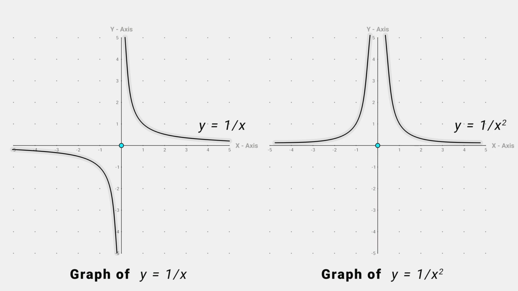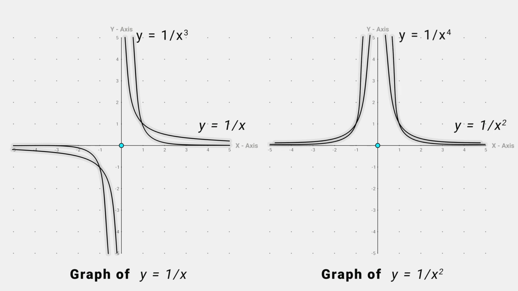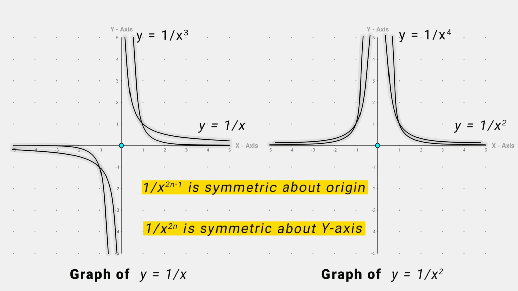Similarly, we can draw the graph of 1 by x raised to power 2n minus 1 and 1 by x raised to power 2n. 1 by x raised to power 2n minus 1 is an odd function, so its graph is symmetrical about origin. And 1 by x raised to power 2n is an even function, so its graph is symmetrical about y-axis. In both cases, asymptotes are coordinate axes.